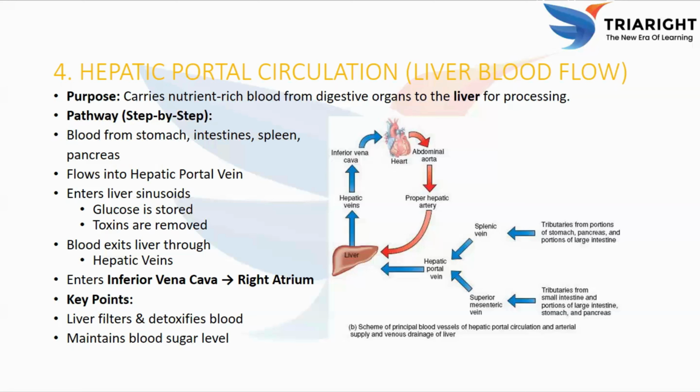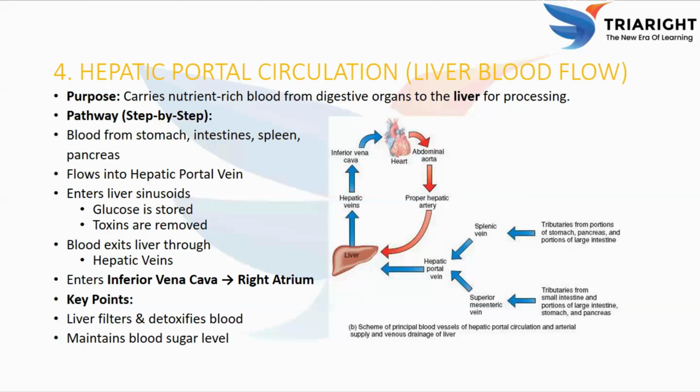So what points do you have to remember about the hepatic portal system? The liver filters and detoxifies blood before it enters general circulation. It maintains the blood sugar levels by storing or releasing the glucose. And the hepatic portal system ensures the liver processes nutrients and toxins first before the blood reaches the rest of the body. So what is the easy way to remember? First digestive organs, then hepatic portal vein, then liver, then hepatic veins, then inferior vena cava, and at last the right atrium.